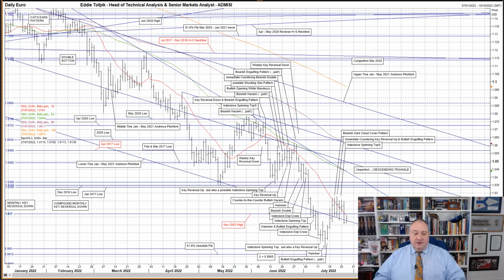So far today, a reactionary move back up over the lower tine and within the pitchfork, but it is a very small reactionary move at this time.